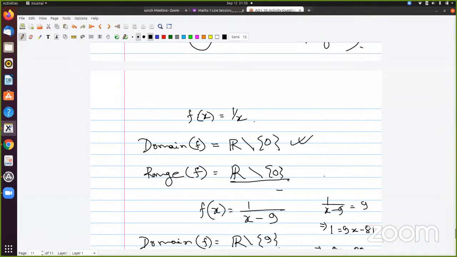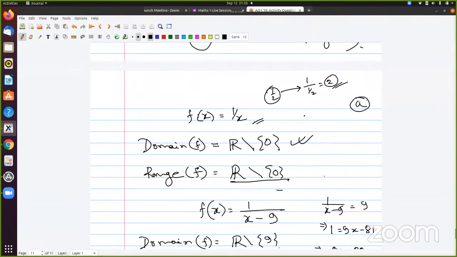Suppose I want 2 as an output. Can you give me an input for which 2 will be an output for this function? 1 by 2. If you give your input as 1 by 2, then your output will be 1 by 1 by 2, that is 2. So I can get 2 as an output. Now, if you give me any real number A, what should be your input to get A as an output?